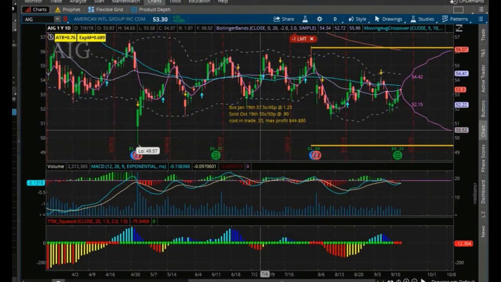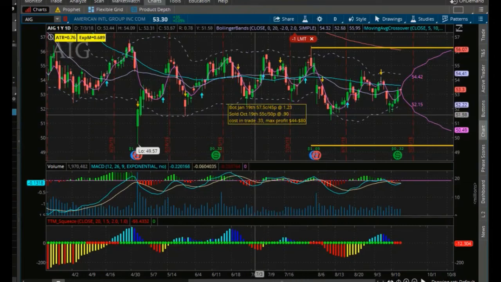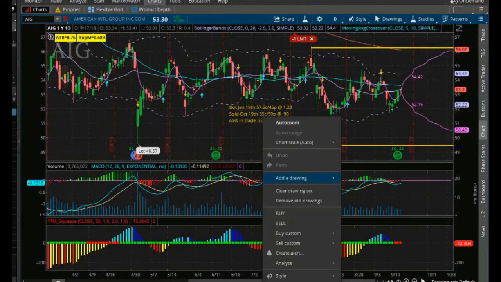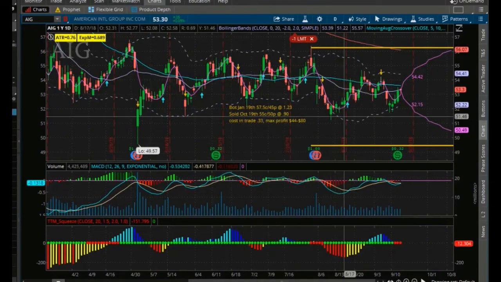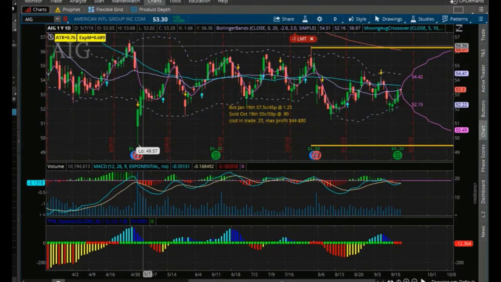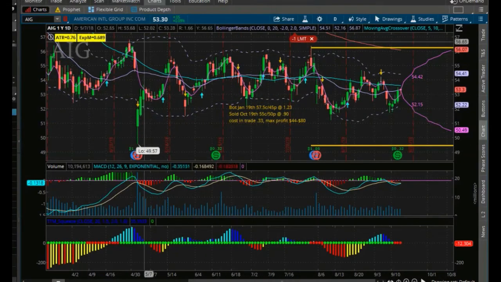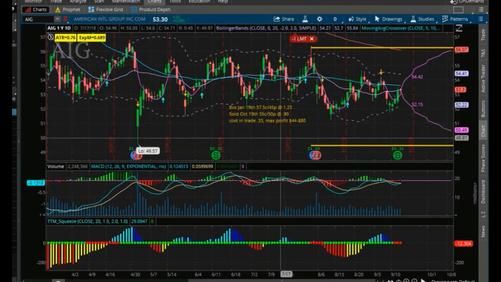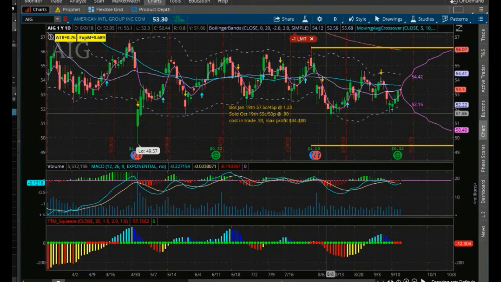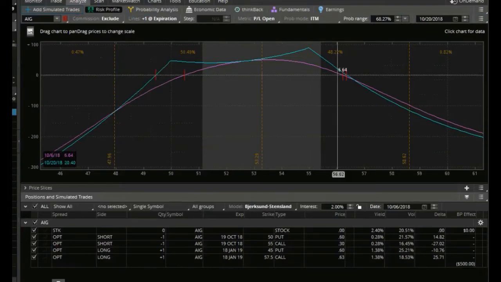So I've got $33 in that trade, and I like to put this stuff on the charts too. It makes it way easier if you just go to drawing and do text. It makes it easier to know what you've got open, rather than going back and forth between here and the monitor positions tab or whatever else you're using for tracking. But yeah, 33 in the trade, 44 to 80 max profit.